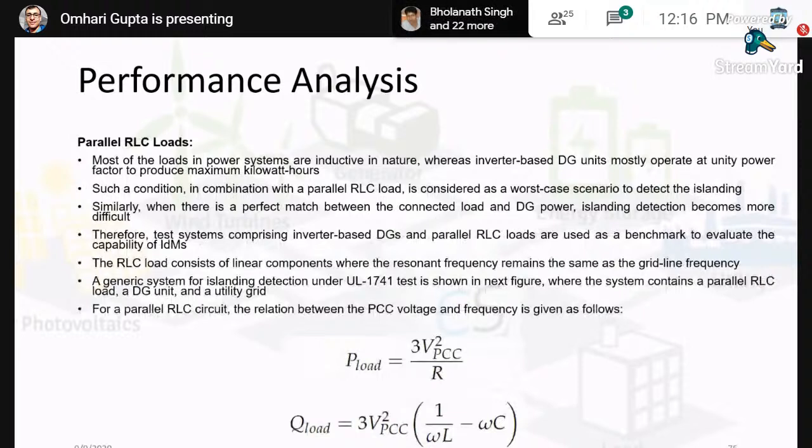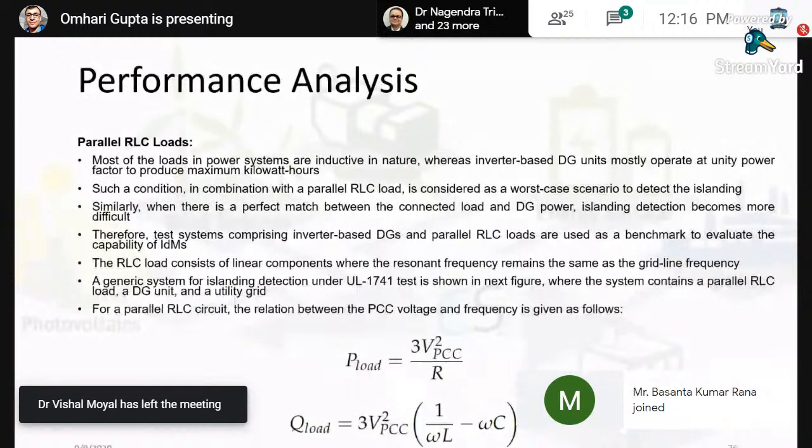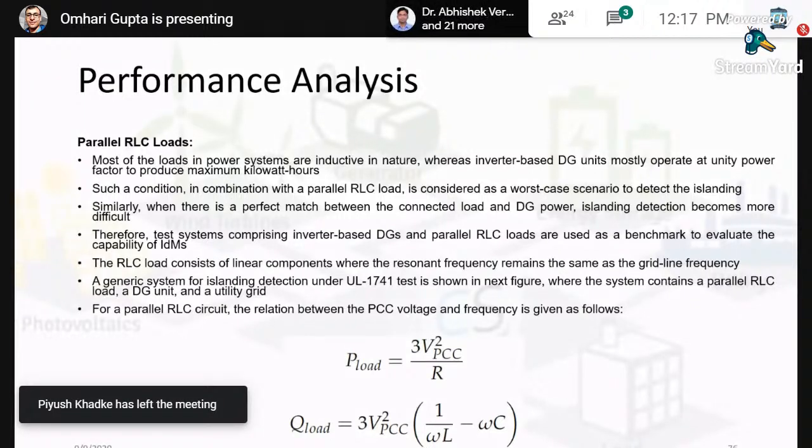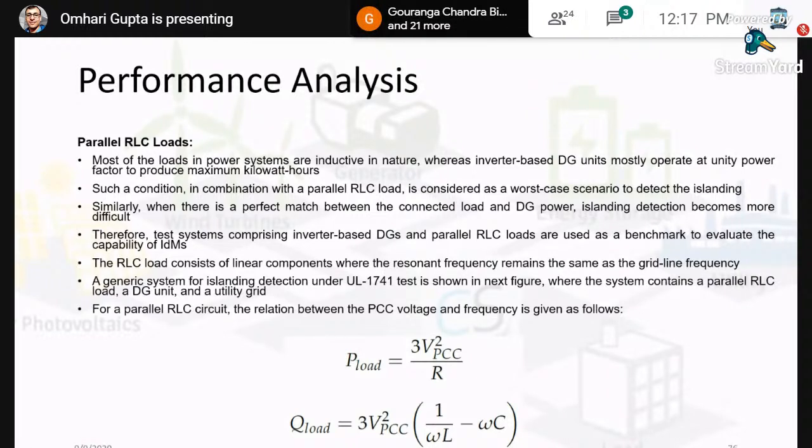And how do you model the parallel RLC distributed load? We model it as a parallel RLC load. Most of the loads in power systems are inductive in nature, whereas inverter-based DG units mostly operate at unity power factor to produce maximum kilowatt hour. Such a condition, in combination with the parallel RLC load, is considered a worst case scenario to detect islanding. And it is considered that the load also has unity power factor. If that is the condition, as per the UL 1741 standard or detection criteria, that can be considered the worst possible condition.